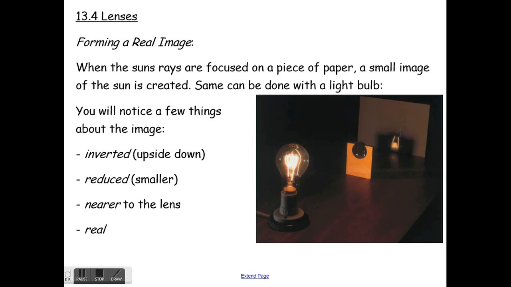So this one, forming a real image. So with these kinds of lenses, you can have real images. So when the sun's rays are focused on a piece of paper, a small image of the sun is created, and the same can be done with a light bulb. This is the idea. I don't know if you've ever made a pinhole camera during an eclipse. You know how you're not supposed to look directly at the eclipse? You make a pinhole camera so the light from the sun shines onto the back of it, and then you can actually see the eclipse that way, if you've ever done that. I know I did in grade school.